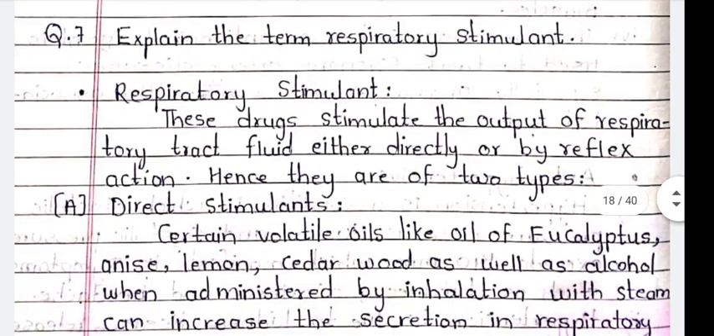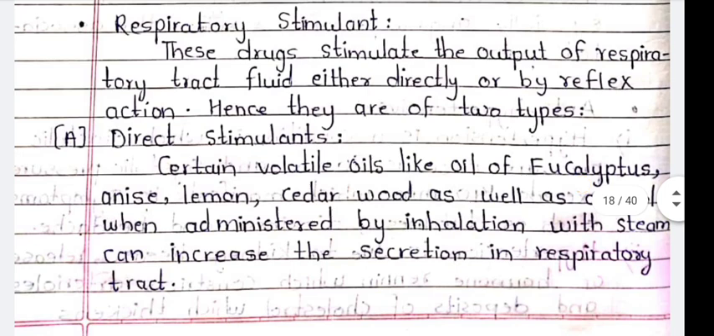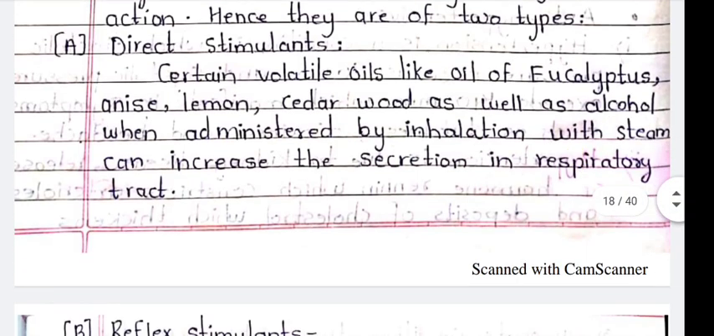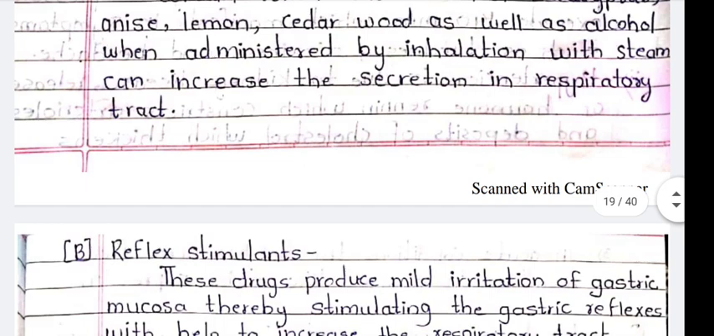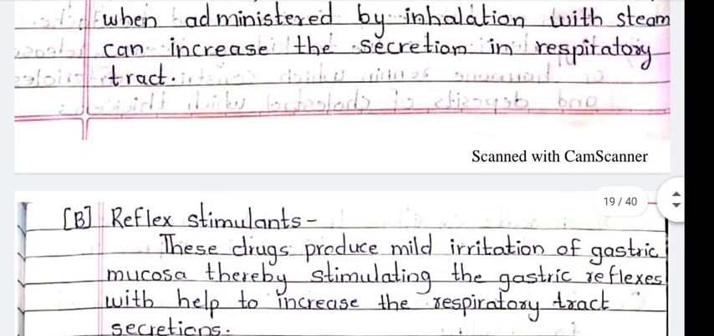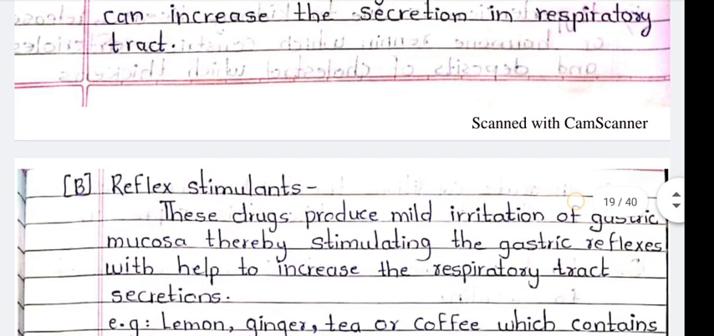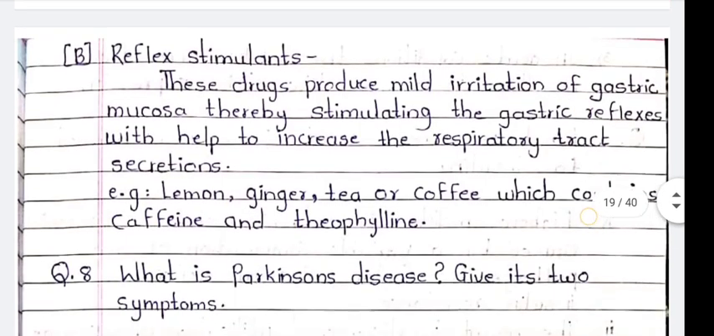Explain the term respiratory stimulant. These drugs stimulate the output of the respiratory tract fluid either directly or by reflex actions. Hence they are of two types. Direct stimulants: certain volatile oils like oil of eucalyptus, anise, lemon, cedar wood, as well as alcohol, when administered by inhalation with steam, can increase the secretion in the respiratory tract.